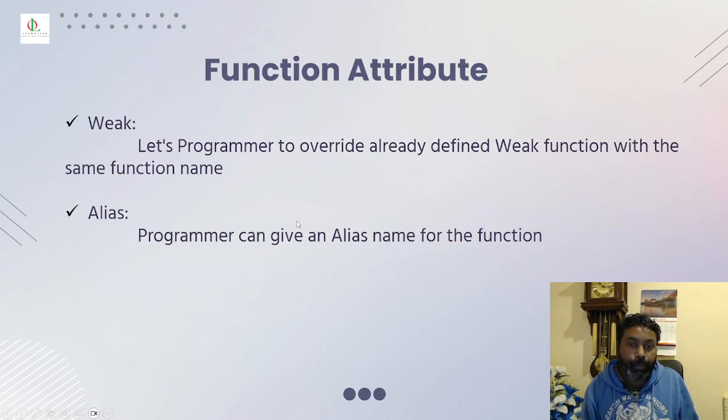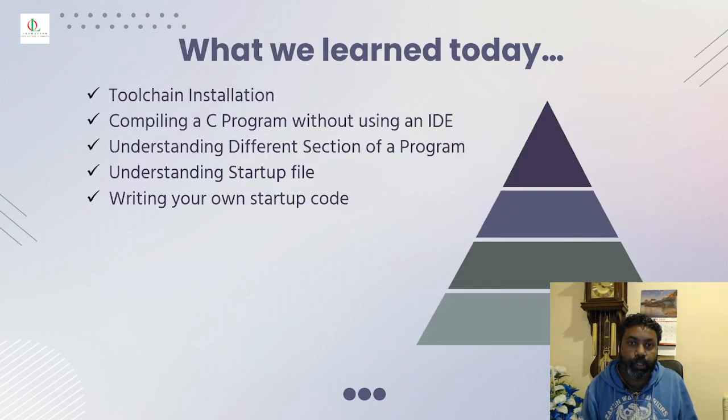And the alias lets a programmer give a different name for the function, instead of the original name. So that's what alias is for. So far, what we learned today: we learned to install the GNU toolchain, and we created a new program not by using an IDE, but we compiled that program in the command prompt and dissected it into different sections, and we learned what all the different sections are. And also we learned to write our own startup code. So you created that ISR underscore vector and you created that into the section.